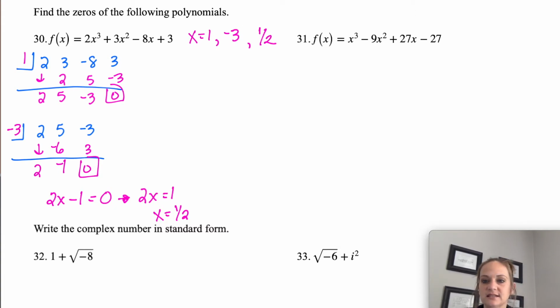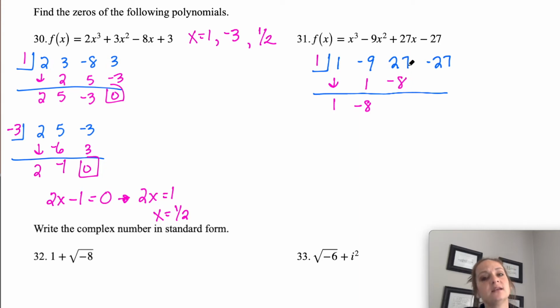In this case, I've got to find the shelf. So 1, negative 9, 27, negative 27. If I try a 1, I'll get 1, 1, negative 8, negative 8, 19. That's not going to work. If I try 3, bring down the 1, 3, negative 6, negative 18, 9, 27. This worked. So we know that 3 works.